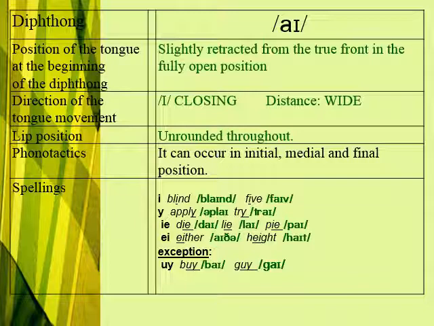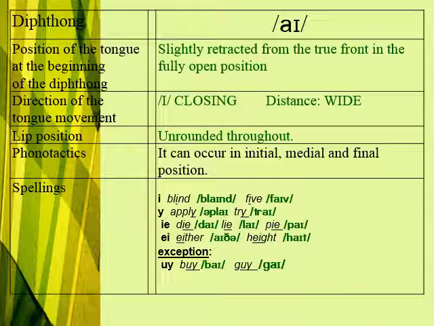As regards the phonotactics, diphthong /aɪ/ can occur in initial, medial, and final position. Now remember that all diphthongs are long vowels. This means that diphthong /aɪ/ cannot occur before the velar nasal.